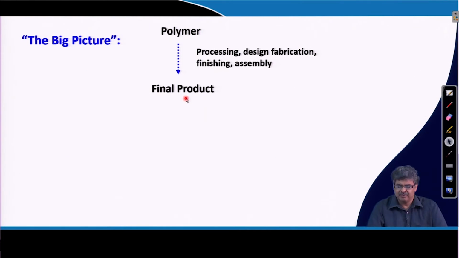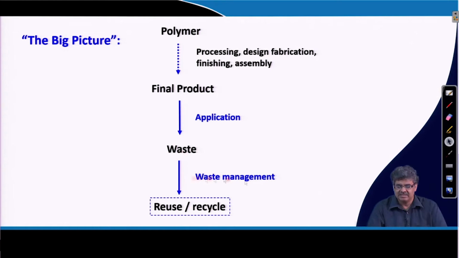So, if we go back and look again, polymer gives you the final product using these steps, and then after the application waste is generated. This is very important: how do we manage the resulting waste? We should be either reusing this material or recycling it, that is the most important.